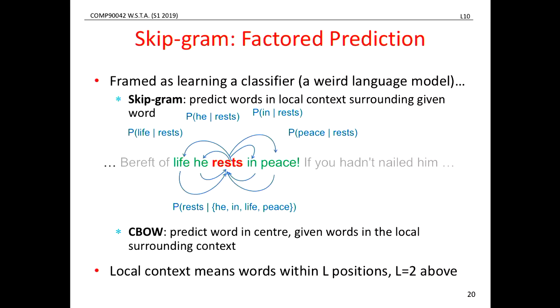Okay. And so the local context usually means words within a few positions of each word that we're looking at. In the example it's 2, in practice it might be 10 or so. So we're looking largely within the same sentence, or at least close to the start, or maybe of neighbouring sentences.